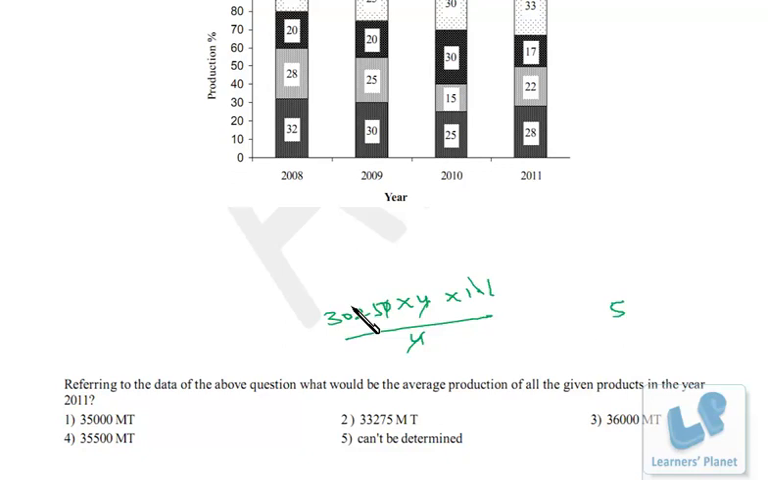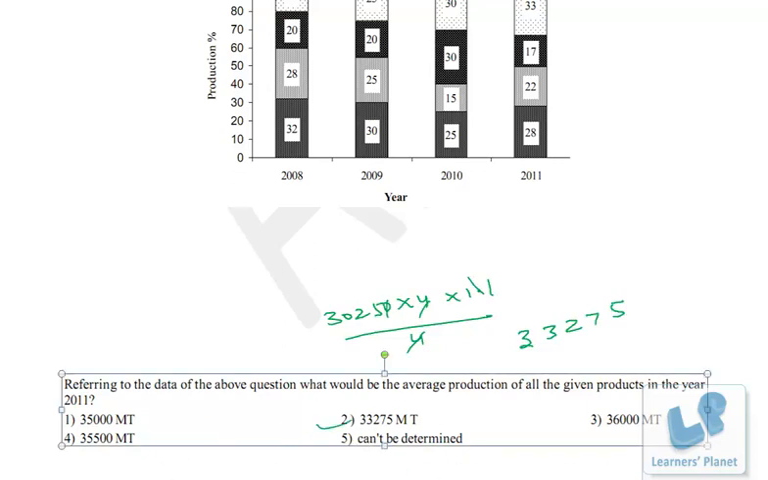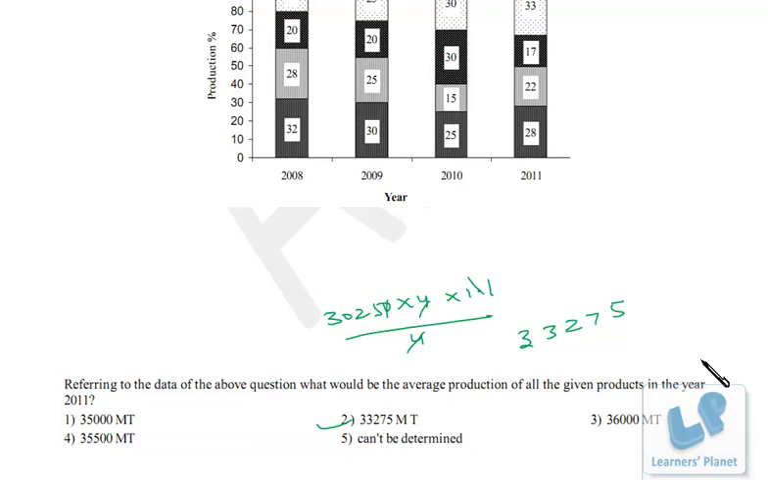So that's 5, 2 plus 5 is 7, 0 plus 2 is 2, 3 plus 0 is 3, and 3. So 33275, that is the average production. So that is this. Okay, I hope you are clear.